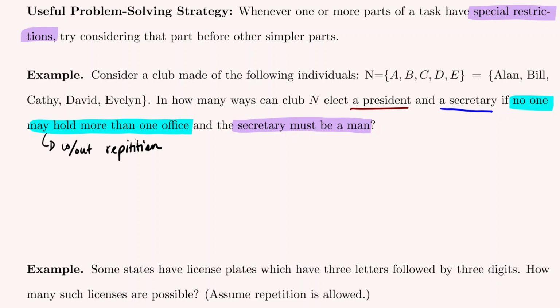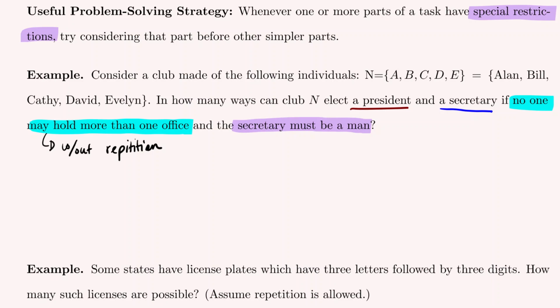Now, we were going to pick 2 positions. We're going to pick the president and we're going to pick the secretary. Take a moment to reread this example and ask yourself, are there any restrictions placed on the president? As we read through this example, we see there's no restrictions specifically placed on the president. However, anybody that I choose for the president cannot then be chosen as secretary because it says nobody can hold more than one office. So whoever we choose for one office can't be considered for the other office.